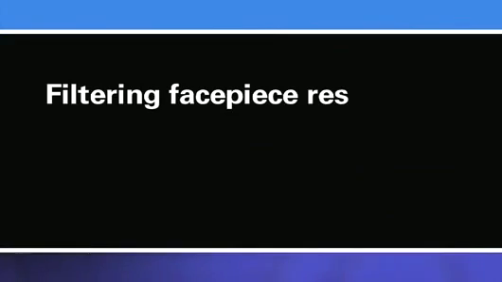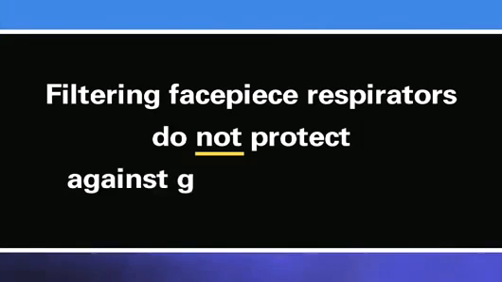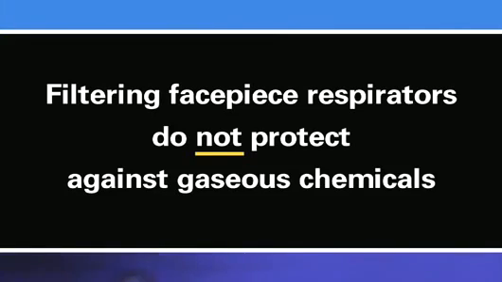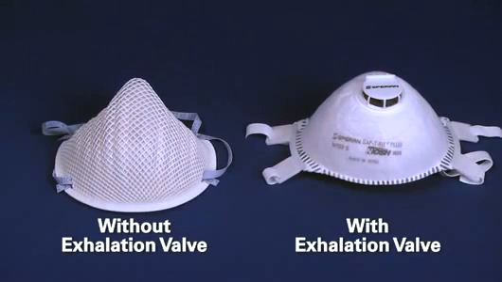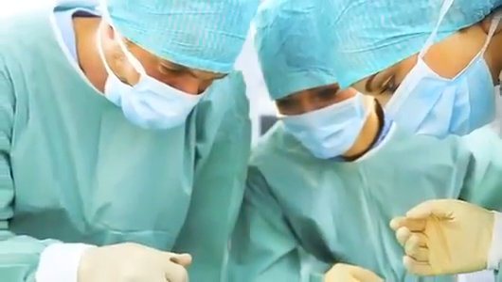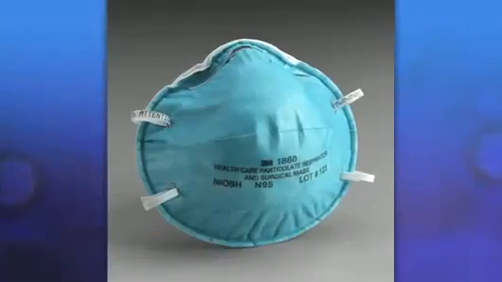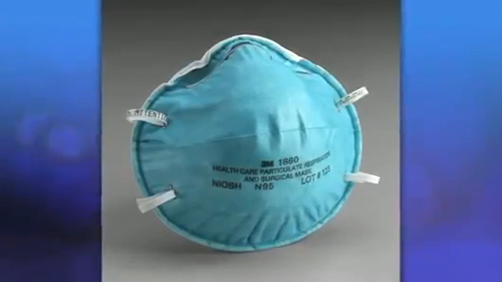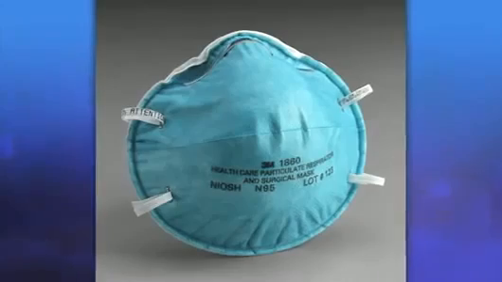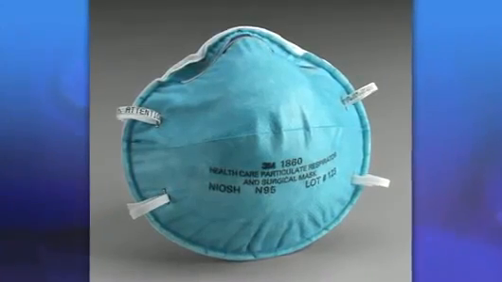Filtering face piece respirators do not protect against gaseous chemical hazards, such as formaldehyde and glutaraldehyde, and must not be used for such purposes. Filtering face piece respirators are available with or without exhalation valves. Respirators with exhalation valves should not be used where a sterile field must be maintained, such as in an operating room.